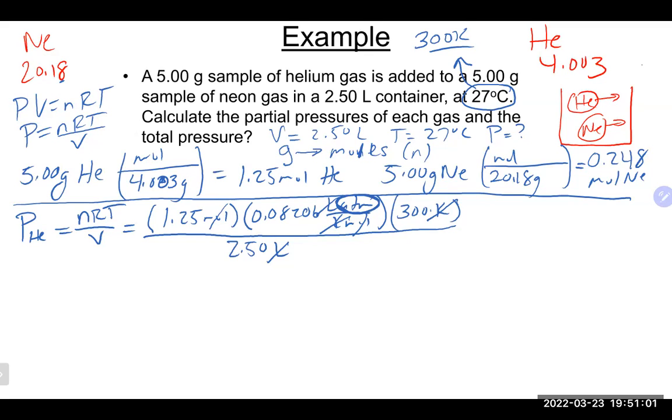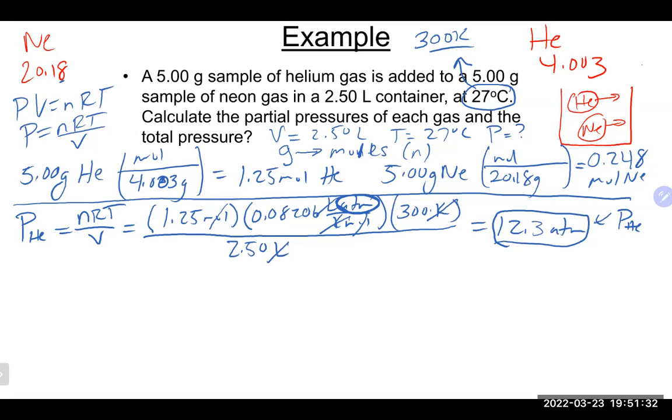If we turn our calculator on, 1.25 times 0.08206 times 300. We're then going to divide by 2.5, and we will get 12.3 atmospheres. This number here would represent the partial pressure of helium in this case. Any question on that calculation there?